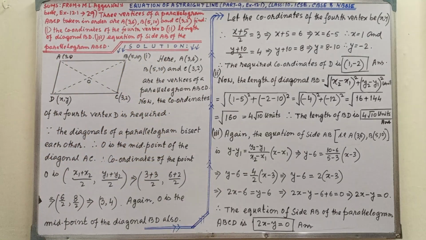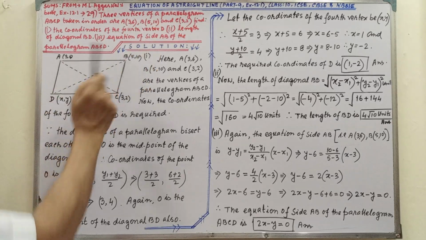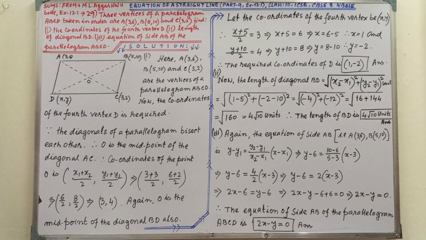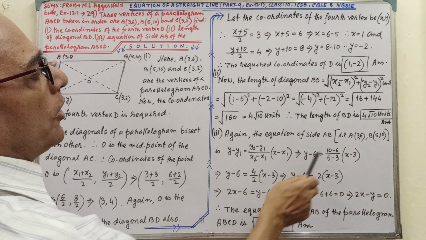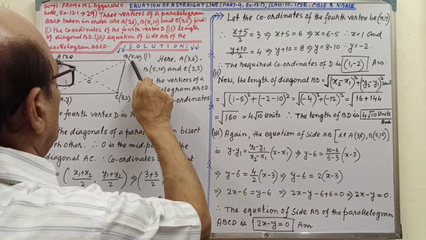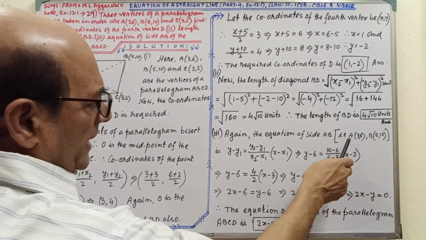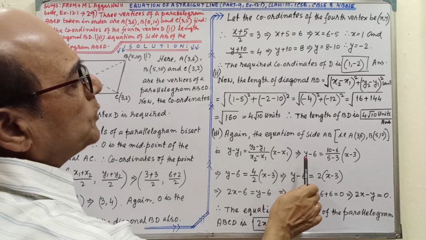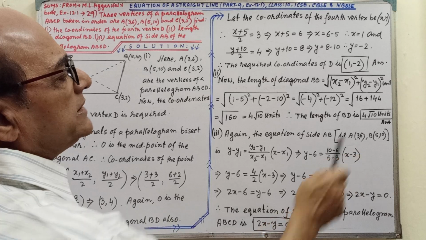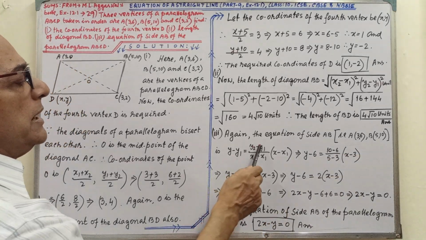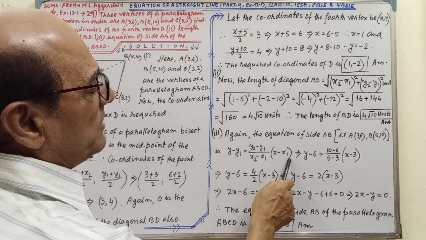Next and last part, the equation of side AB. We have to find out the equation of side AB of the parallelogram ABCD. Again, the equation of side AB. Coordinate of A, that is 3, 6, and coordinate of B, that is 5, 10. You may write in this way or may not, but if you write, then easily you can put the relevant values in the formula. And the equation passing through 2 points is y minus y1 equal to y2 minus y1 divided by x2 minus x1 into x minus x1.